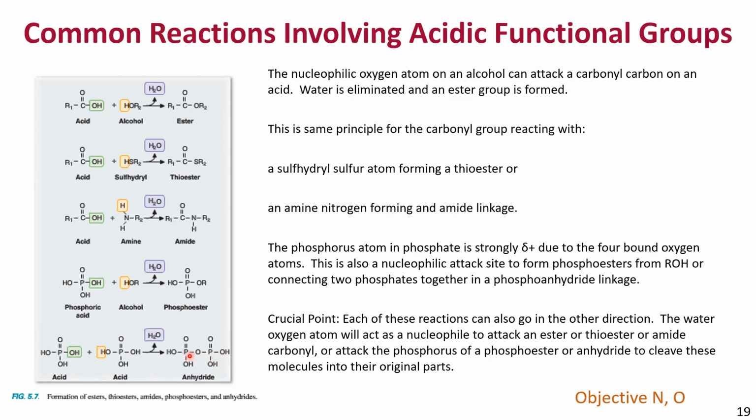If it's two carbons, it's just called an anhydride as well. And you can have a phosphorus and a carbon, which is a carbon phosphorus anhydride. We'll see a couple of those coming up as well.